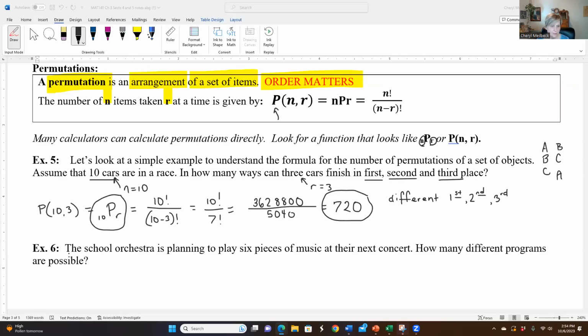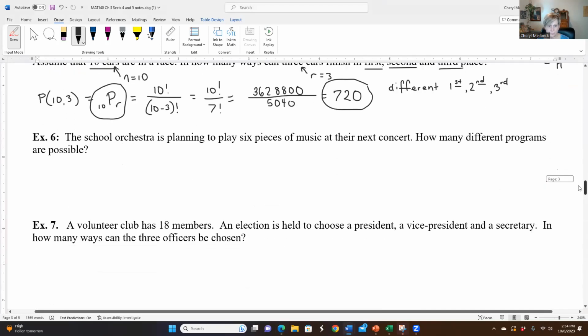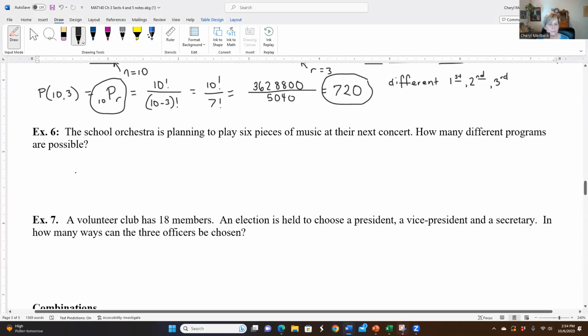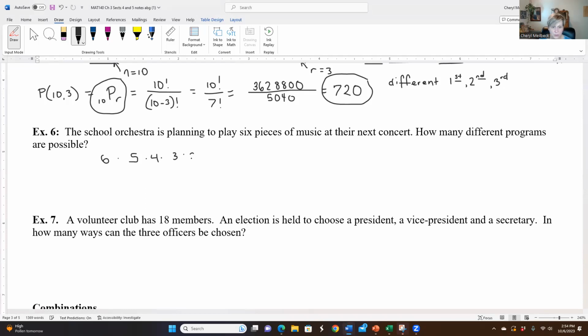In example 6, it says, the school orchestra is planning to play 6 pieces of music at their next concert. How many different programs are possible? All right. So 6 different, so we could just do 6 factorial here because the order matters. So there are 6 ways to choose the first song, 5 ways to choose the second, et cetera, 4, 3, 2, 1. So we could do that on our calculator, or this is the same thing also as a permutation of 6 things taken 6 at a time.